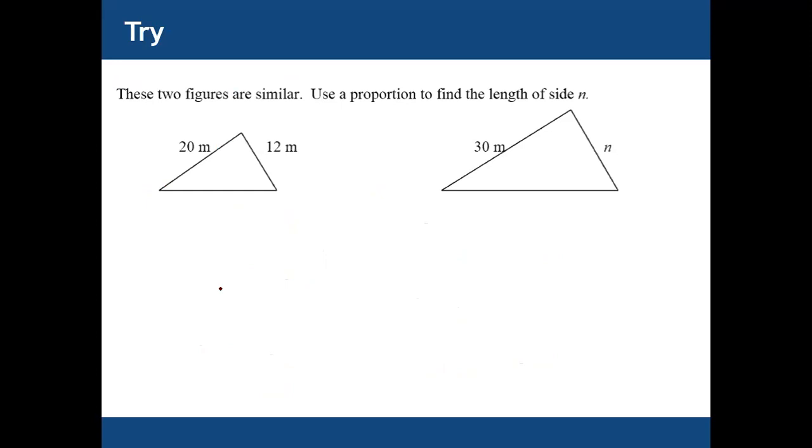Okay. Now you will try this one. Two similar figures, use proportion to find the length of side n. So same, with the help of ratio you can find it. These two figures are the same, their ratios are the same. The ratio of two sides is the same. So how can you find the value of n?